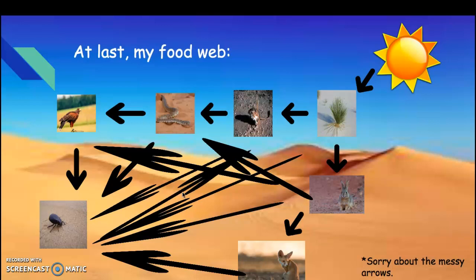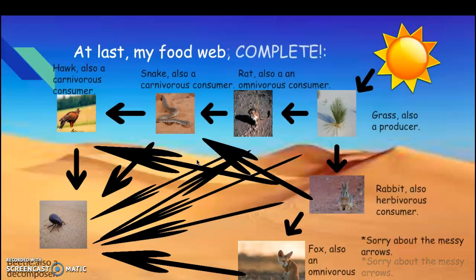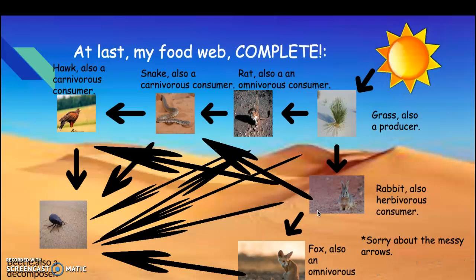However, see this arrow right here? The beetles are actually eaten by the rats if they're both alive. So now all of this here is just their descriptions, like omnivores consumers, carnivores consumers, and herbivores consumers, as well as decomposers and producers.